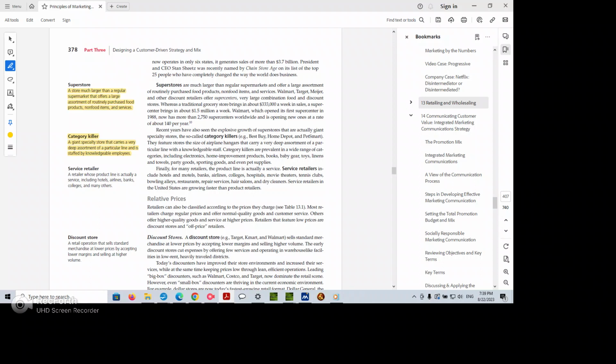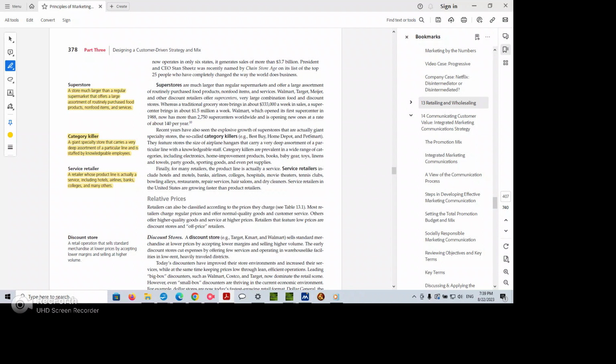In terms of the service retailer, right? A service retailer is a retailer whose product line is actually service, including hotels, airlines, banks, colleges, and many others. Okay? So it's basically like you're going to buy something in retail, but there's going to be some service that comes with it. Of course, it's going to cost a little bit more because you're getting the service. It's called value added.